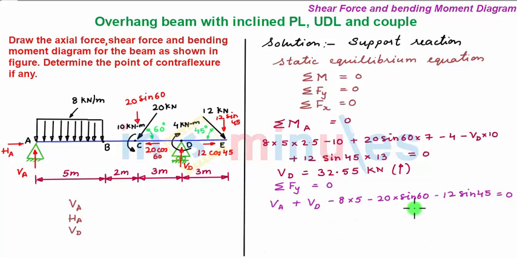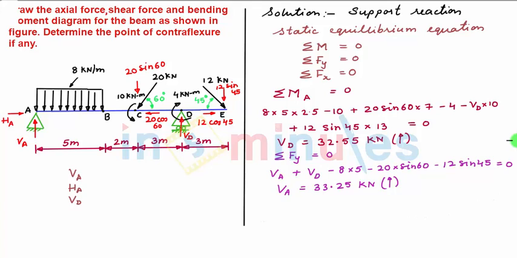So in this equation, if we substitute the value of VD equal to 32.55 kilonewton, the only unknown will be VA, and by solving this we get the value of VA equal to 33.25 kilonewton positive. So since it is positive, our assumed direction of VA is correct, that is, it is upward. Next we use the third static equilibrium equation, which is summation of all horizontal force equal to 0, that is summation of Fx is equal to 0.